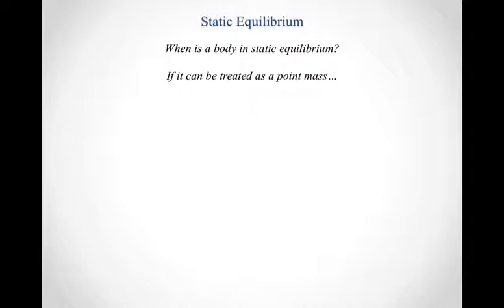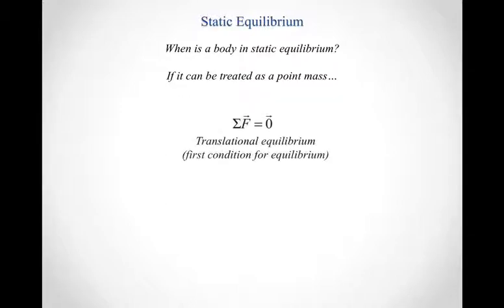Well, if your object can be treated as a point mass, then it's in static equilibrium whenever the sum of all the forces acting on the object add up to zero. This is known as translational equilibrium, and it's the first condition for equilibrium. Because this is a vector equation in a three-dimensional space, this would say that you've got the sum of the forces in x equals 0, the sum of the forces in y equals 0, the sum of the forces in z equals 0. So whenever that's true and your object can be treated as a point mass, it's in static equilibrium.